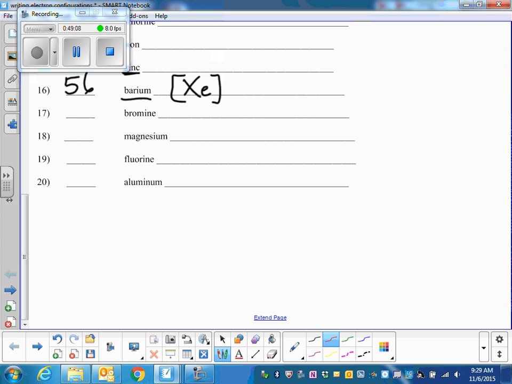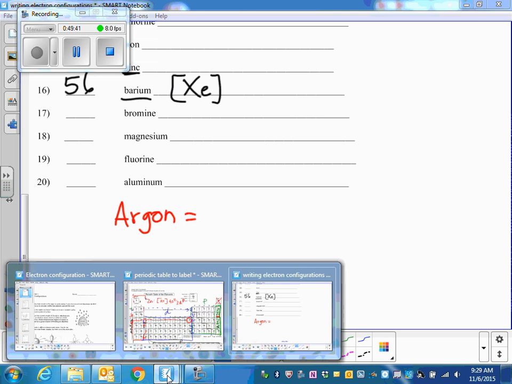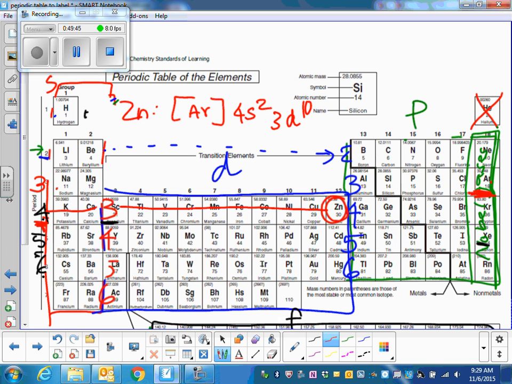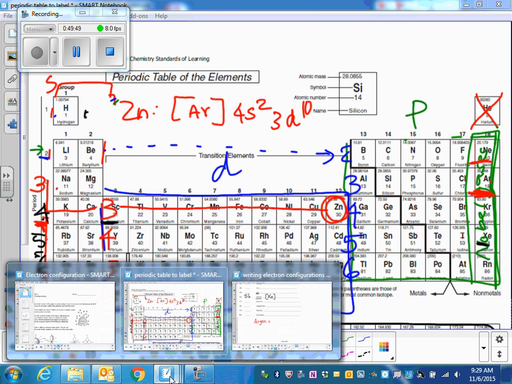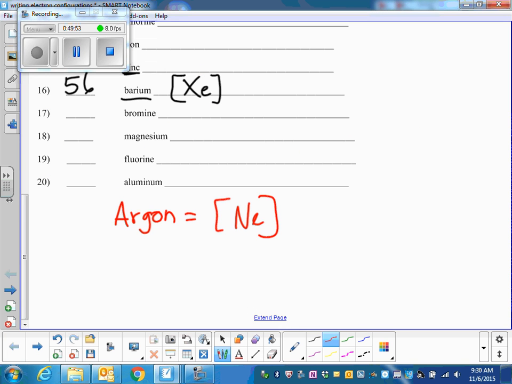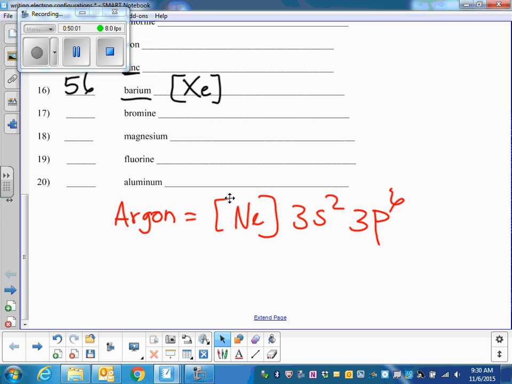I'm going to do one that's not here. I want you to write the noble gas configuration for argon. Argon itself is a noble gas. You cannot write a noble gas as its own electron configuration. You cannot say Ar is the electron configuration for argon. That is just wrong. So you pick the previous noble gas. What is the previous noble gas? Neon. So you pick neon and then you fill it in. What comes after neon? 3s2, 3p6. That will be argon's electron configuration. If they give you a noble gas, you should know how to write an electron configuration.